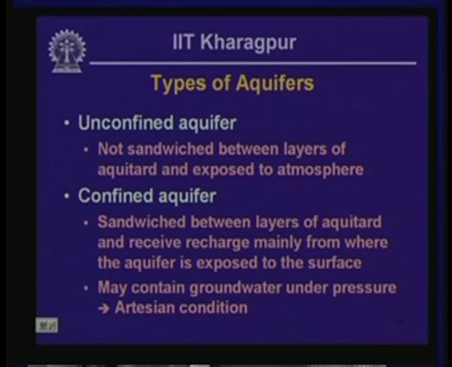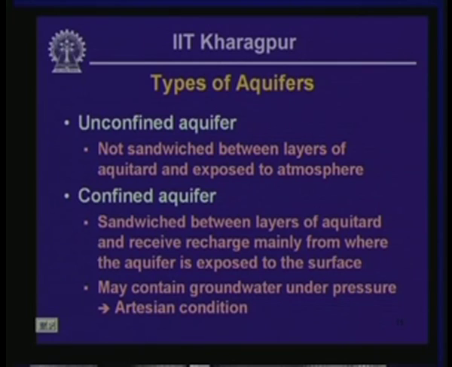And confined aquifers often contain groundwater under pressure, and such a condition is called an artesian condition, as we are going to see in the next little bit. So we have got two types of aquifers then. One is the unconfined aquifer, in which the aquifer is not sandwiched in between aquitards at the top as well as at the bottom, and alternatively you could have a confined aquifer, in which you have got an aquifer which is sandwiched both at top and bottom by aquitards.